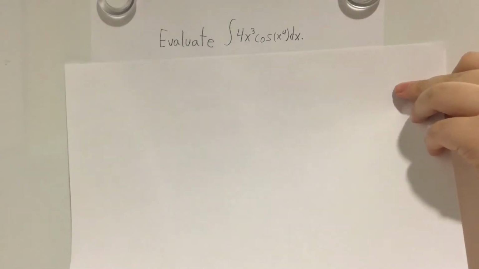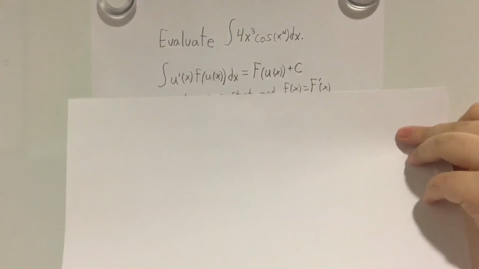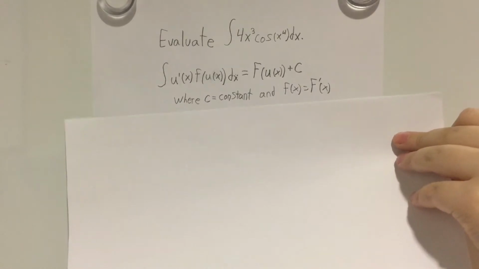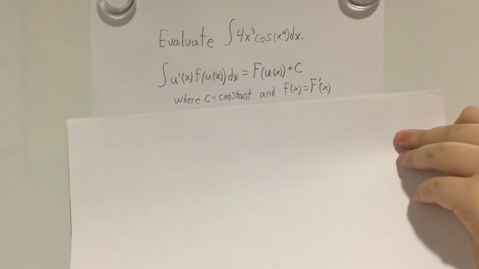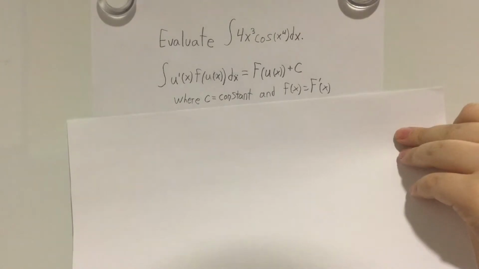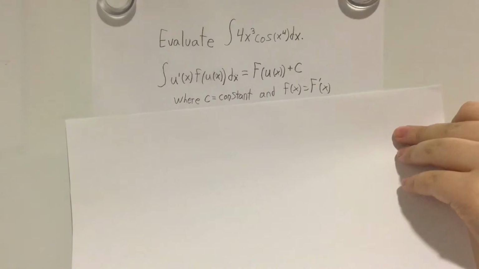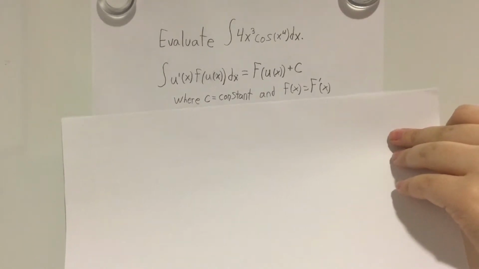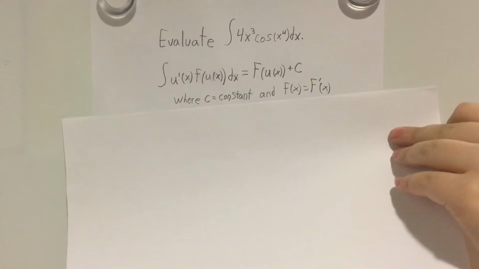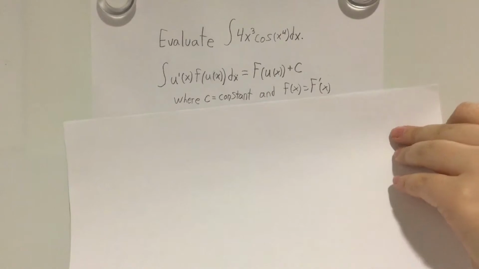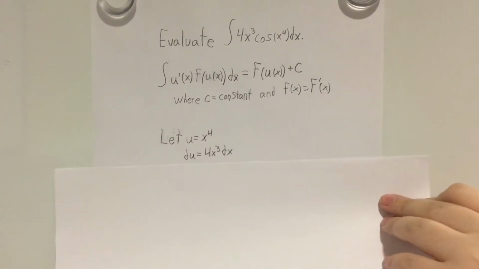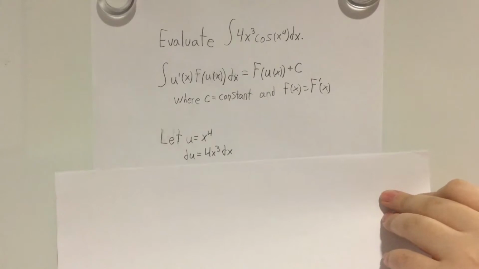Here, we're going to evaluate this integral. So to do that, we're going to use u substitution. To understand u substitution, you need to know that the integral is u prime times f of u dx, which is equivalent to the antiderivative of f, with the inside function being f of x plus c being some constant. So first we're going to say u equals x to the 4th, and du equals 4 times x cubed dx.